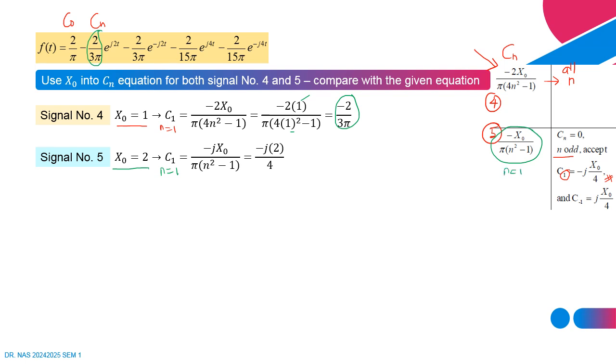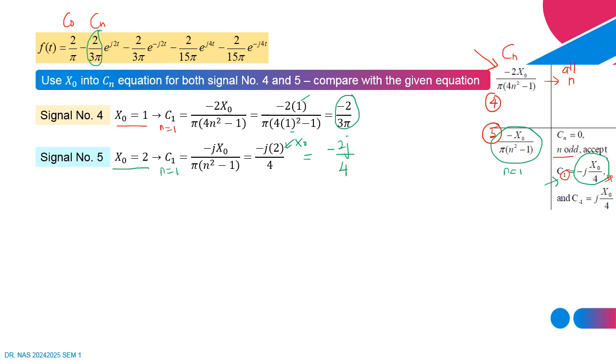But don't forget to look at the remark. Cn will be zeros for all n odd number except C1. So now when n equal to 1, you need to use this equation. This is for C1. So C1 equal to negative jx0 divided by 4. J, this is your x0, divided by 4. So it's basically equal to negative 2j divided by 4.